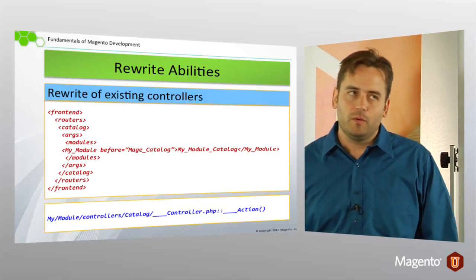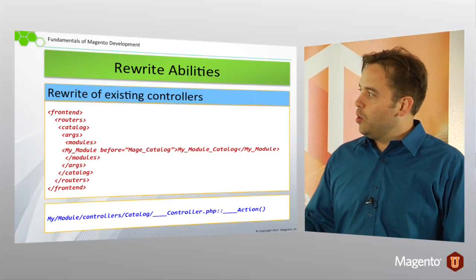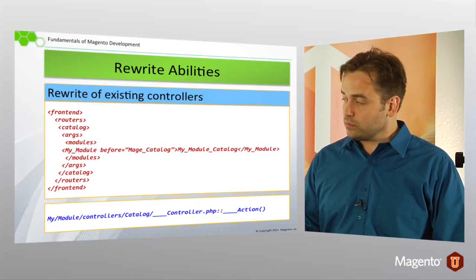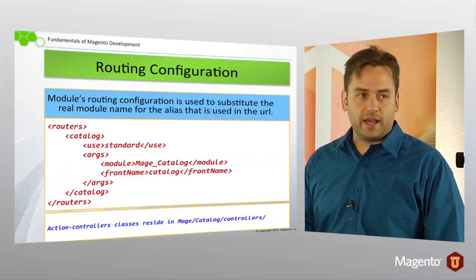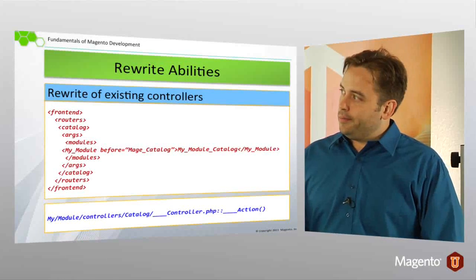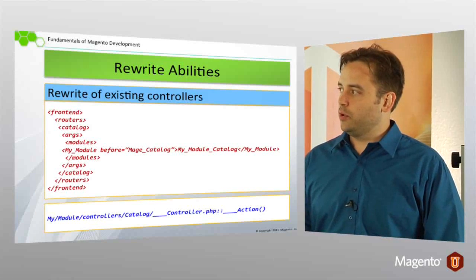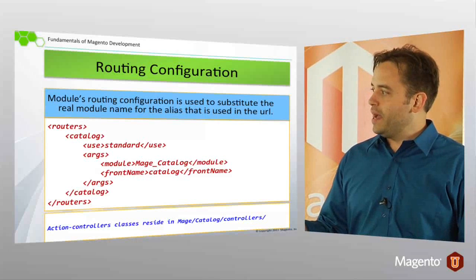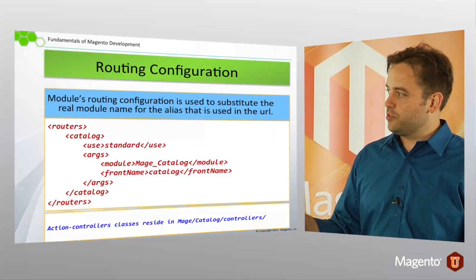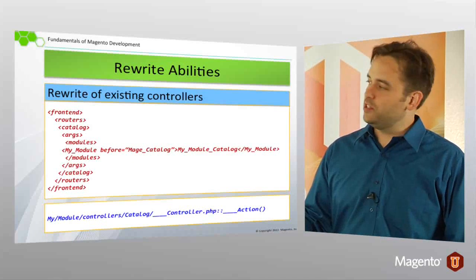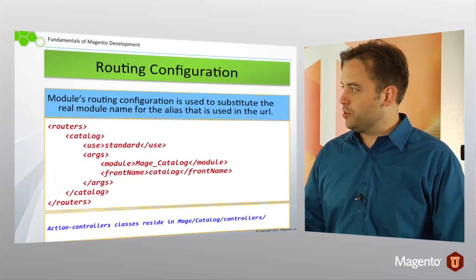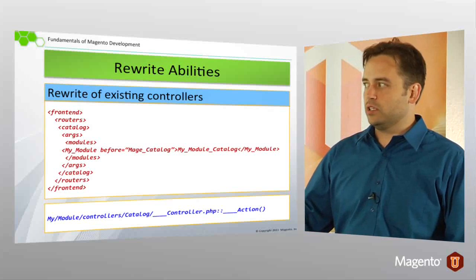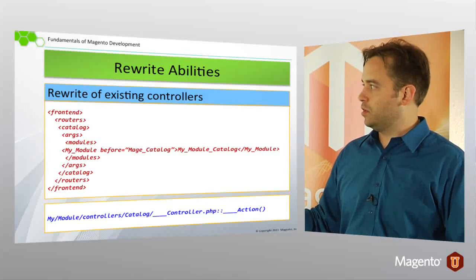So, what does this mean functionally? This means that when we're trying to match a route, say catalog, we'll match that based on the front name here, and then based on this front name, we'll look for a modules node adjacent to that. And if we do have a modules node, before Magento goes to look in Mage catalog, little c controllers, Magento will look in my module catalog, little c controllers.